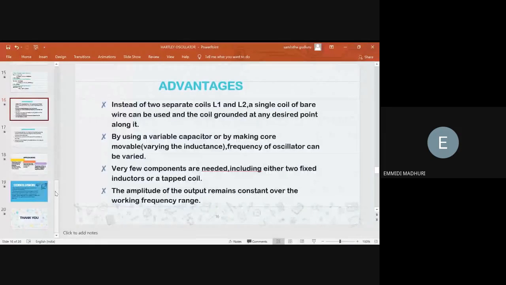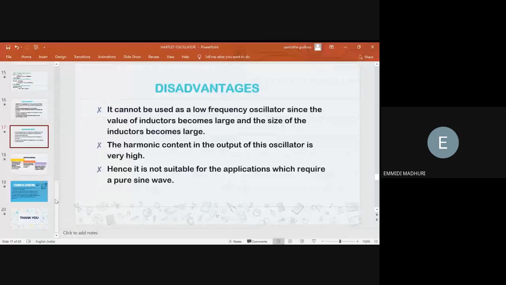The disadvantages are: it can be used only as a low frequency oscillator, since the value of inductors can be large and the size of the inductors becomes large. Hence, it is not suitable for applications which require a pure sine wave. The harmonic content in the output of this oscillator is very high.